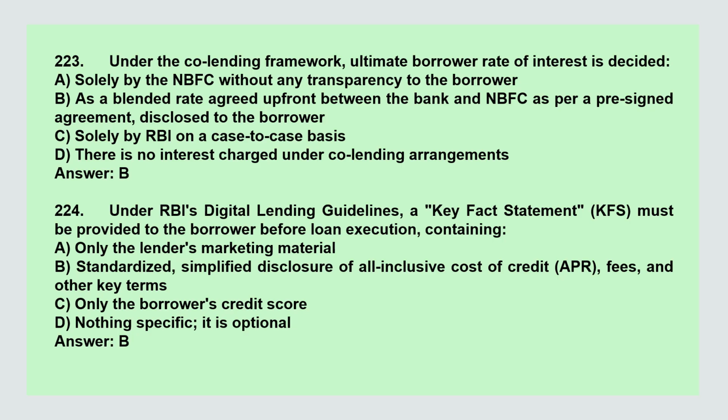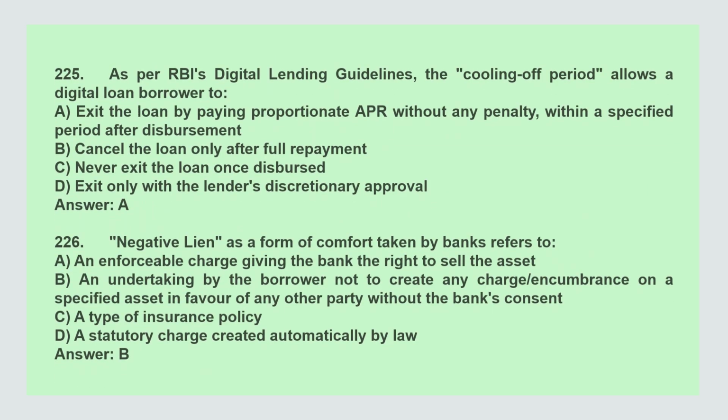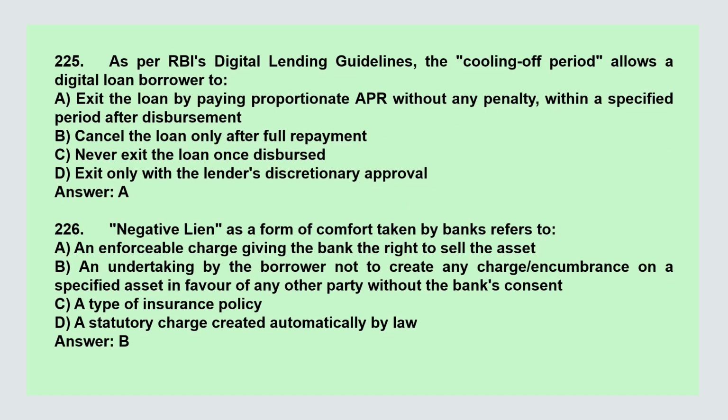Under RBI's digital lending guidelines, a key fact statement must be provided to the borrower before loan execution containing. Answer B: standardized, simplified disclosure of all-inclusive cost of credit, fees, and other key terms. As per RBI's digital lending guidelines, the cooling off period allows the digital loan borrower to answer: exit the loan by paying proportionate APR without any penalty within a specified period after disbursement. Negative lien as a form of comfort taken by banks refers to answer B: an undertaking by the borrower not to create any charge, encumbrance on a specified asset in favor of any other party without the bank's consent.